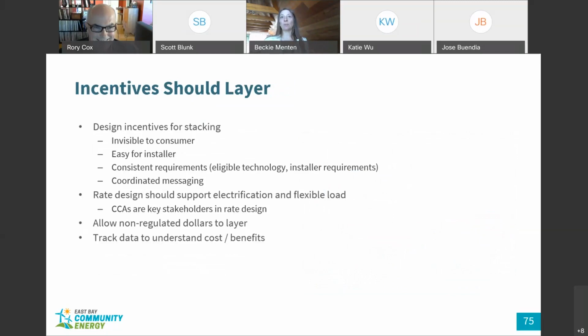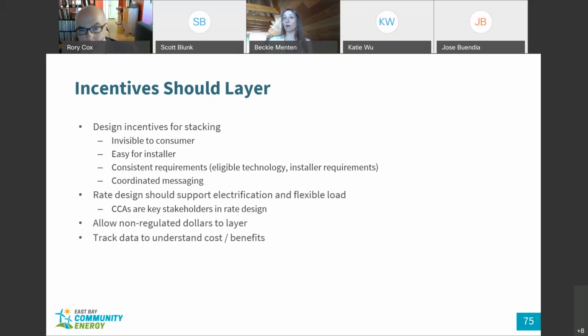So the takeaway: incentives absolutely should be able to layer. Incentives should be designed for stacking. That stacking should be invisible to the consumer to the extent that it's possible. It should be easy for the installer. We should not be expecting plumbers to go out there and become experts in accessing 5 different funding streams through 5 different applications. Whatever can be done to layer these incentives on the back end and make it easy for the installer and easy for the consumer should be paramount.